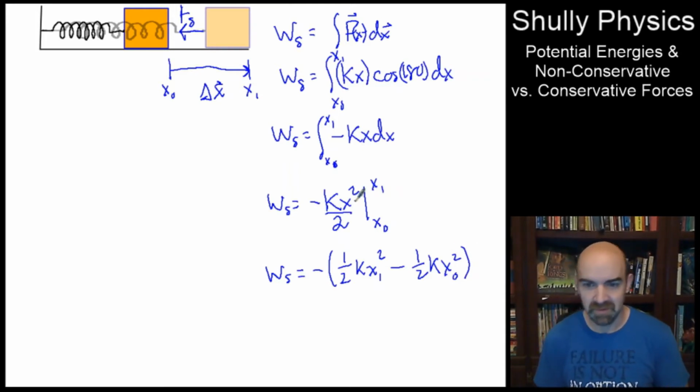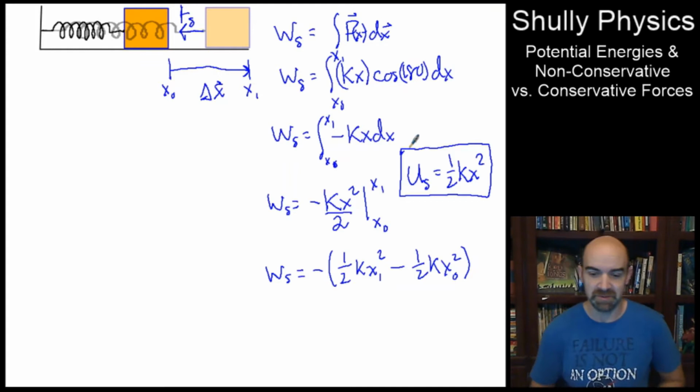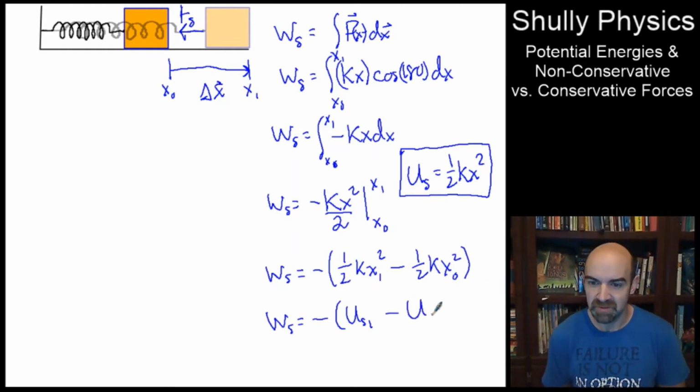Now at this point, again, I'm going to pull out the potential energy of the spring. We're going to define that as 1/2 the spring constant times the position of that spring, the elongation of that spring, squared. And this is something we'll use again, just like the gravitational potential energy. There's a spring potential energy, 1/2 kx squared. So if we use that concept now, we arrive at the work done by the spring is negative Us1 minus Us initial.